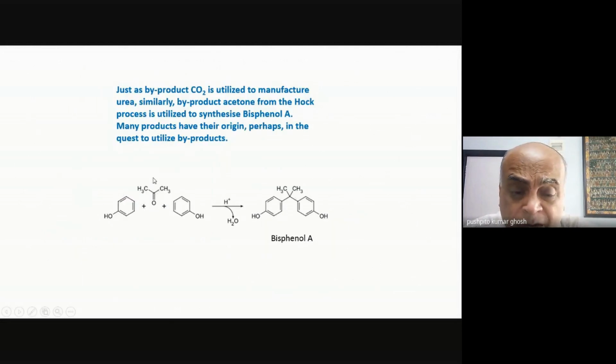Some guy must have thought of this, that if you take acetone and react it with 2 moles of phenol, you end up forming this compound, bisphenol A. It is actually a much maligned compound today because it's supposed to be quite harmful. But look, no getting away. This is the biggest contributor to epoxy resins. So all epoxy resins, etc., you'll find is derived from bisphenol A.